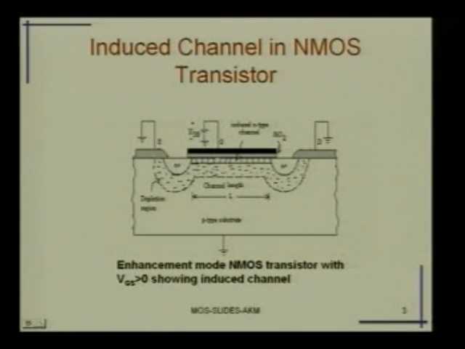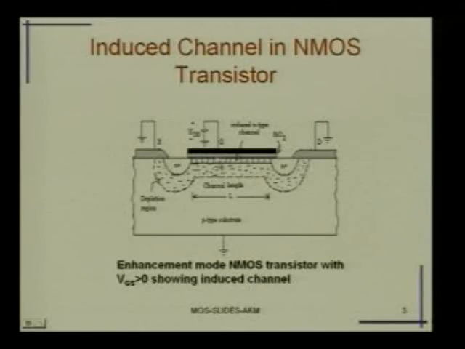Of course, if you apply very high voltage, that is different. But usually there will not be any current flow. Now let us try to see what happens. Suppose I apply a gate to source voltage, that means I make the gate positive with respect to the source. What happens now?